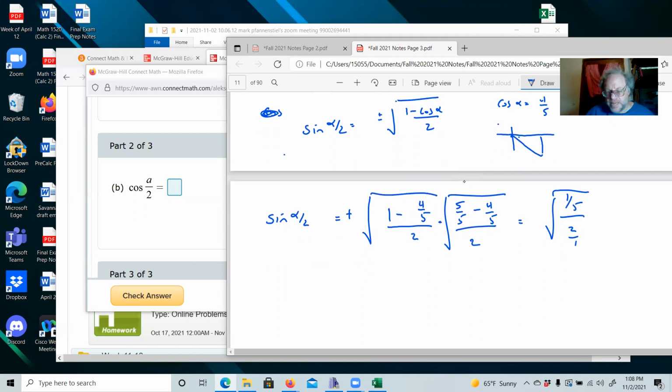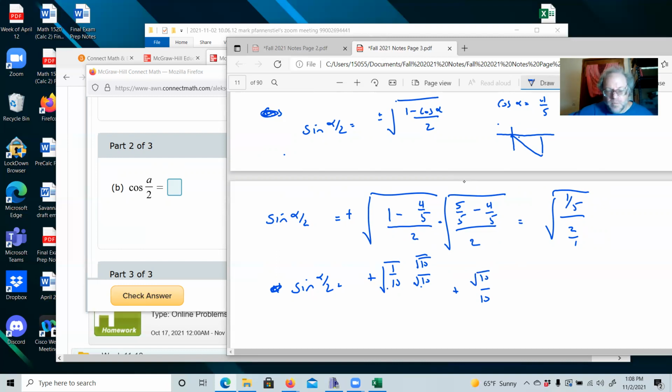So sine of alpha over 2 is equal to, right, 1/5 divided by 2. That's going to be 1/10. So we have plus the square root of 1/10. What we're going to do is multiply by square root of 10 over square root of 10. Square root of 10 times square root of 10 is 10, and that's going to be square root of 10 here. And we are positive.